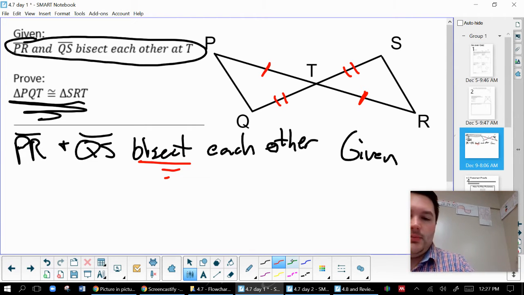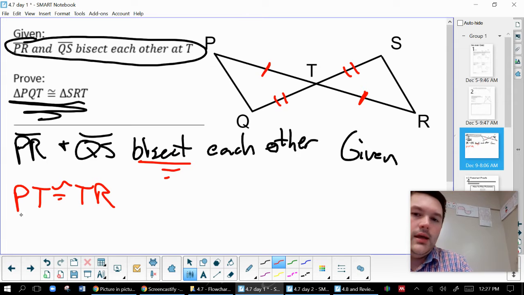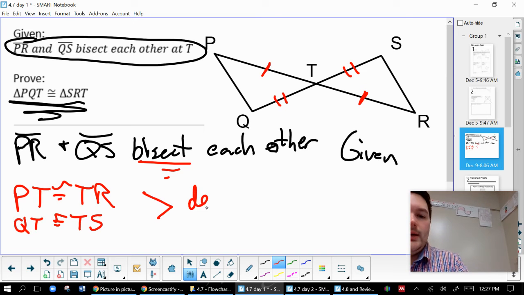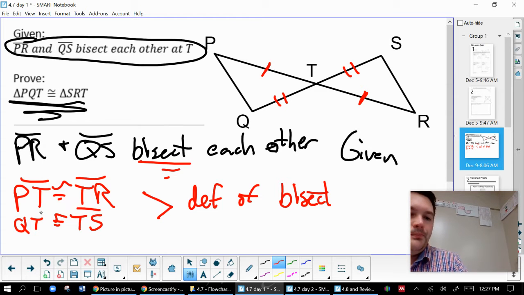So our next step could be that PT is congruent to TR and QT is congruent to TS. And the reason for both of those would be the definition of bisect. It'd be good to have the little line symbols above there. We're just saying we know what the word bisect means. It means that they create these equal sections. So there we've got a couple of pairs of sides, and we've used our given.